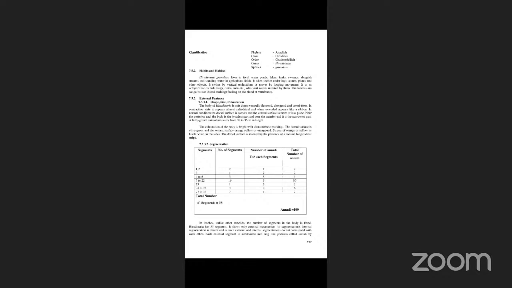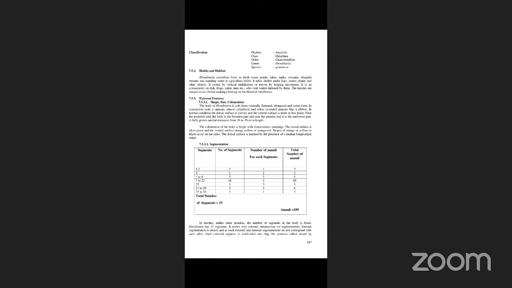It is brightly colored and has characteristic markings. The dorsal surface is olive green and the ventral surface is orange yellow or orange red in color, and stripes of orange, yellow, or black occur on the sides. So it's colorful. The dorsal surface is marked by median longitudinal stripes.